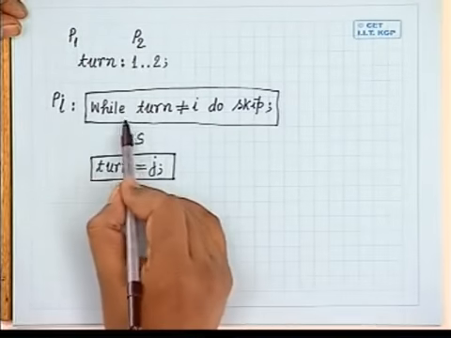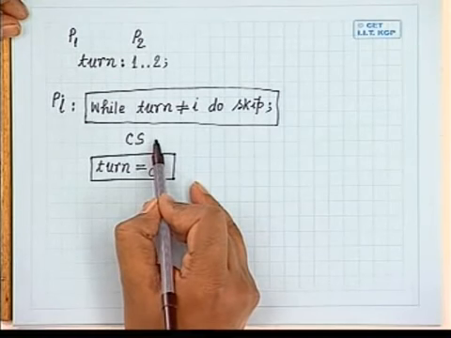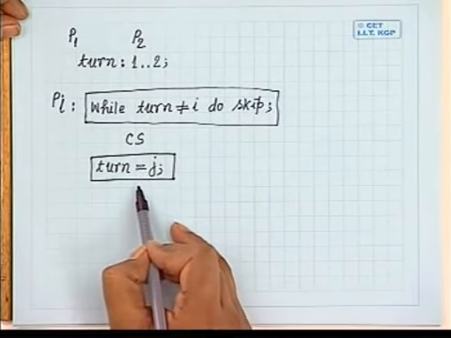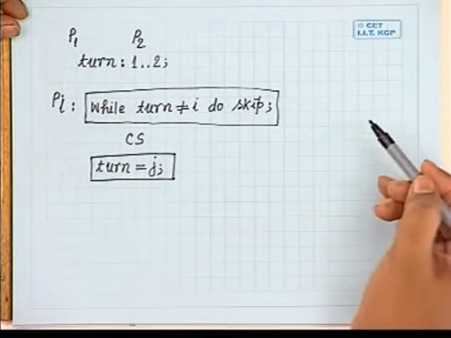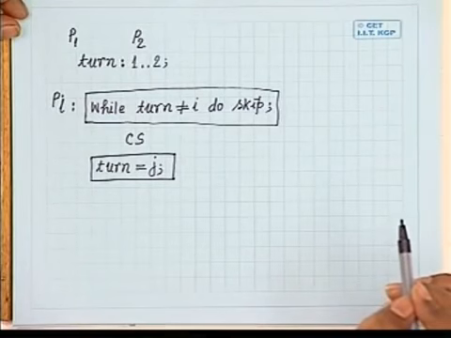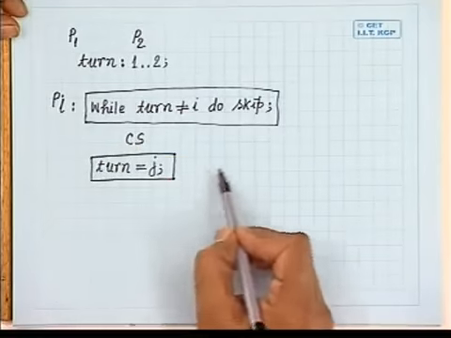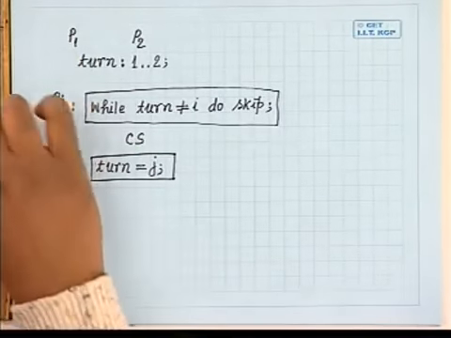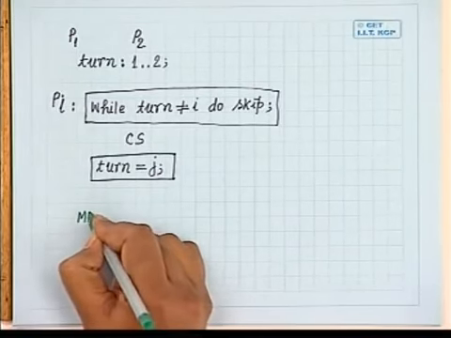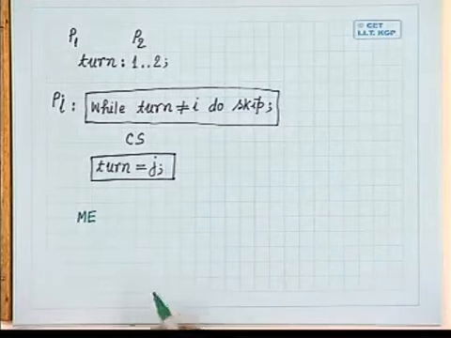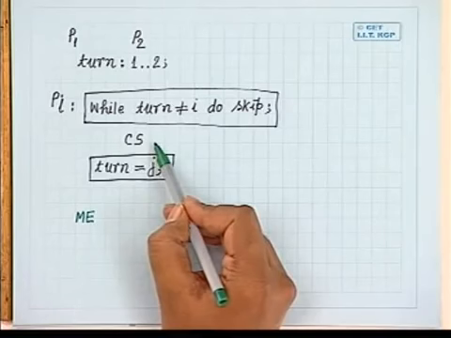So you find that process P1, if it finds that the value of turn equal to 1, it will simply enter the critical section. And in the exit section, it will set the value of turn to 2, so that next time process P2 can enter the critical section. Obviously, this satisfies one requirement of the critical section solution, that is mutual exclusion. Isn't it? Because this while loop guarantees that two processes will not enter the critical section simultaneously.